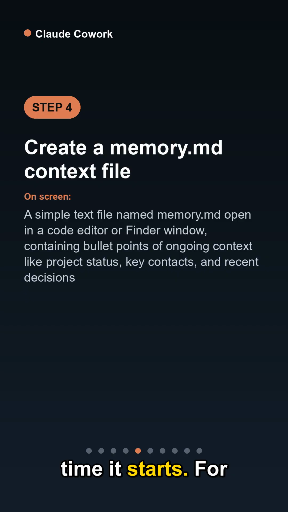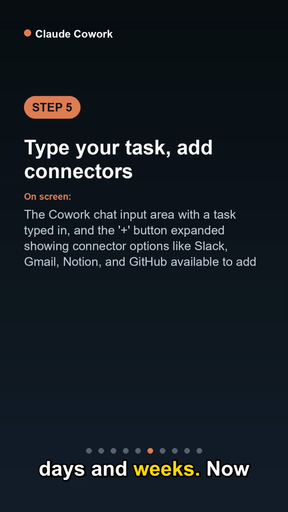For ongoing work, drop a file called memory.md into your working folder. Write down your project context, key decisions, and anything Claude will need to pick up where you left off. At the start of each session, tell Cowork to read that file first and you will have seamless continuity across days and weeks.